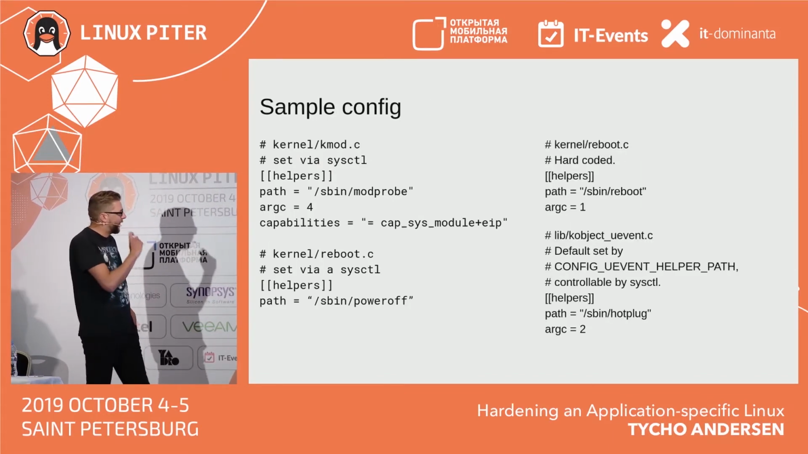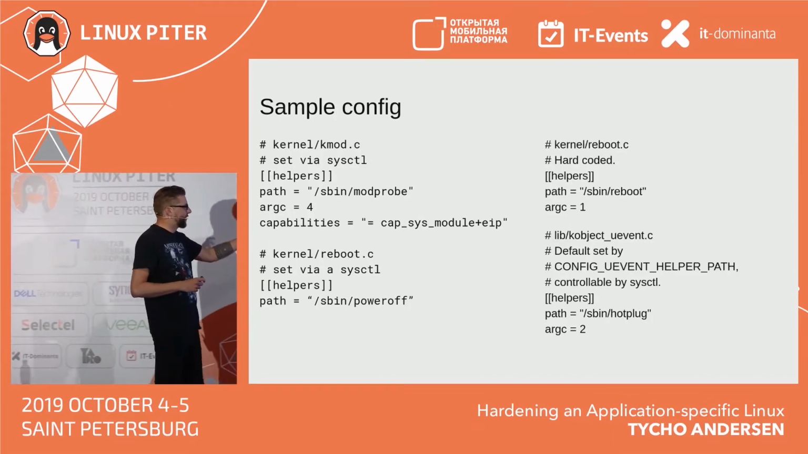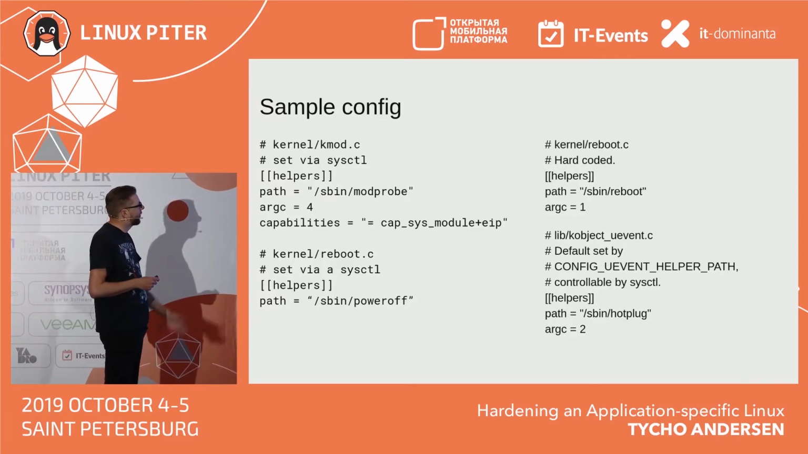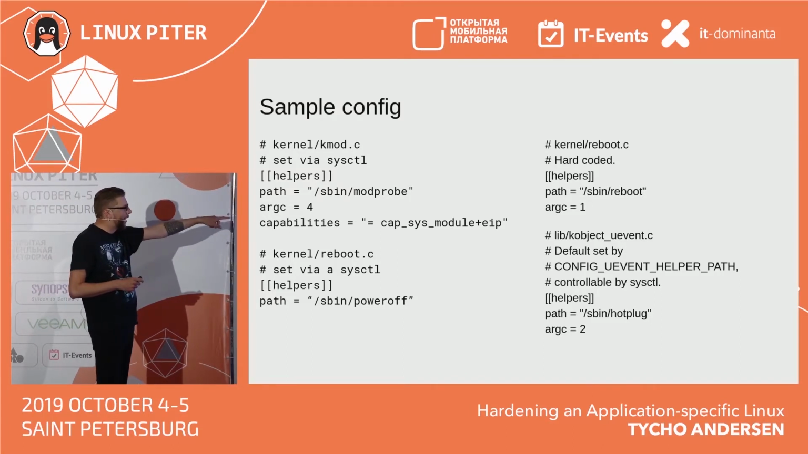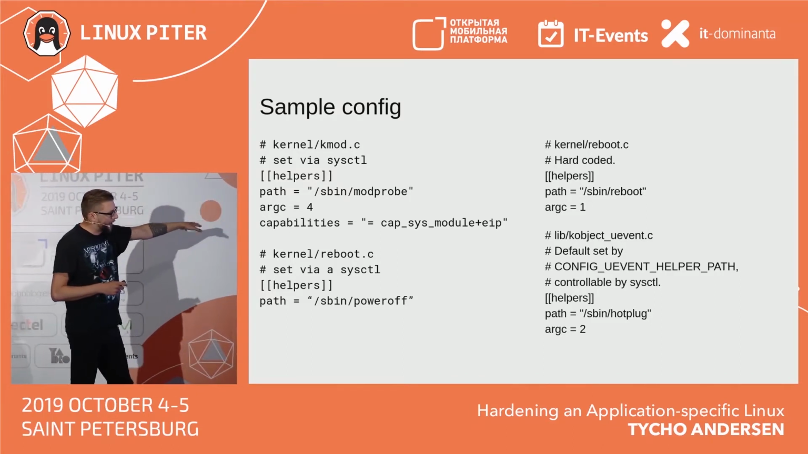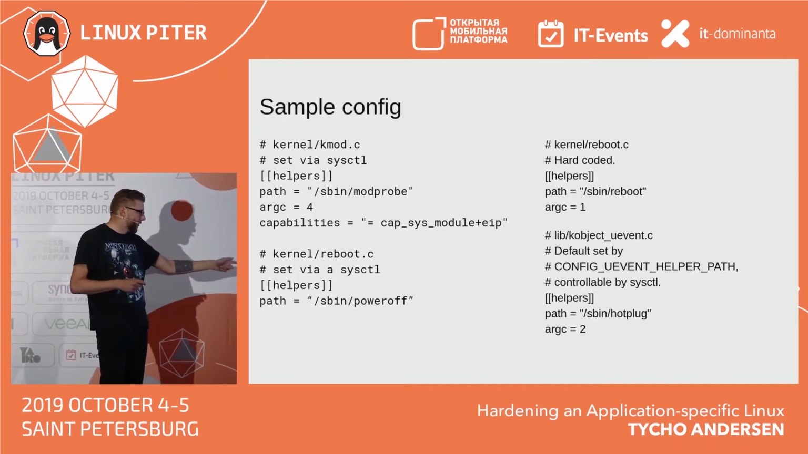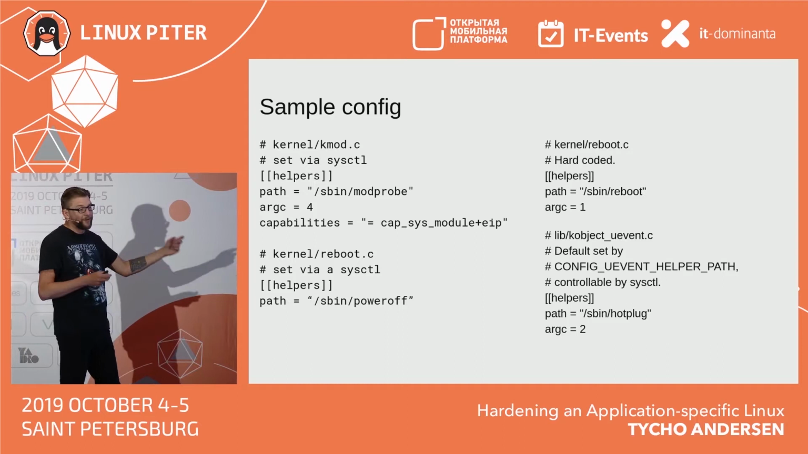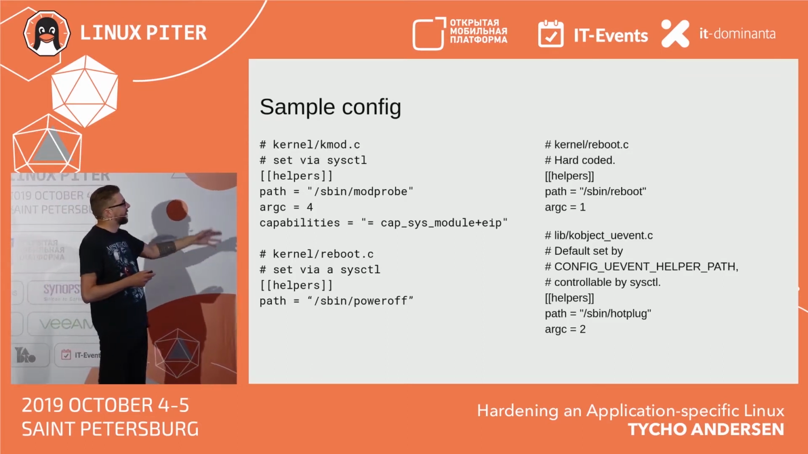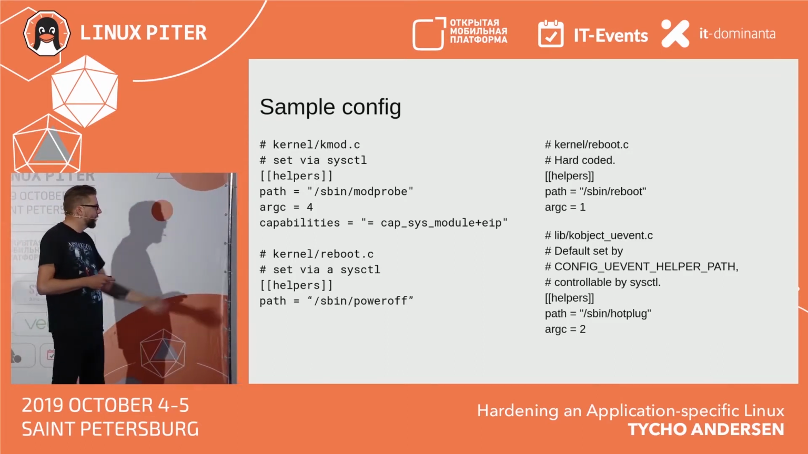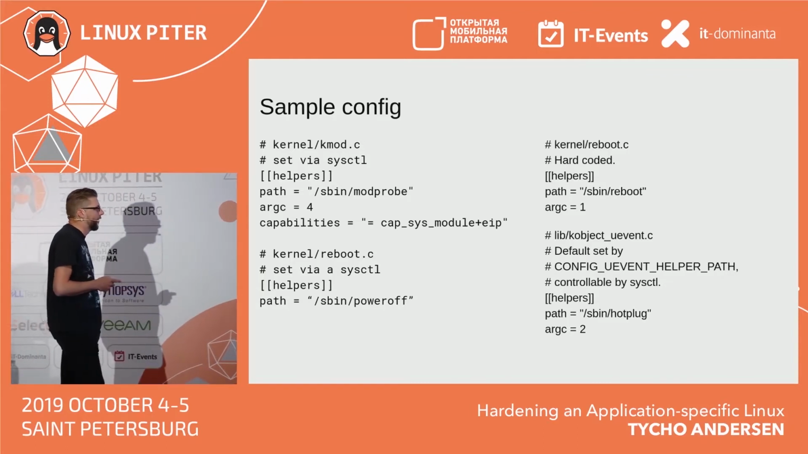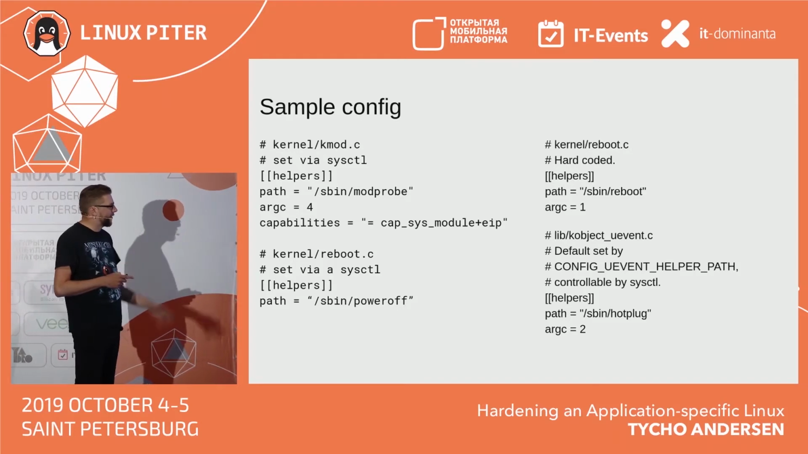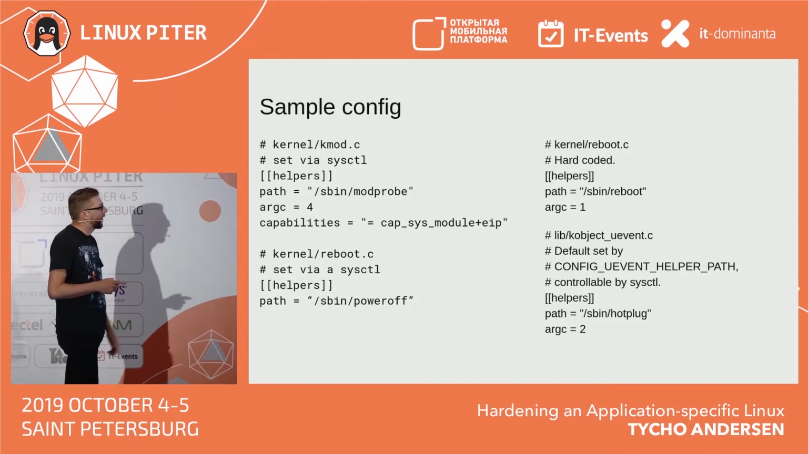So, some sample config here. Rust likes to use TOML, so I wrote this in TOML, but it's pretty flexible. But you have modprobe. Modprobe is typically called with 4 arguments, so we allow up to 4 arguments. Reboot is just this one binary, but it's settable via sysctl. So if you set that sysctl, then you'd have to change this config. There's some other stuff here, the uevent stuff and whatever. This is sort of just an example of what this thing might look like.